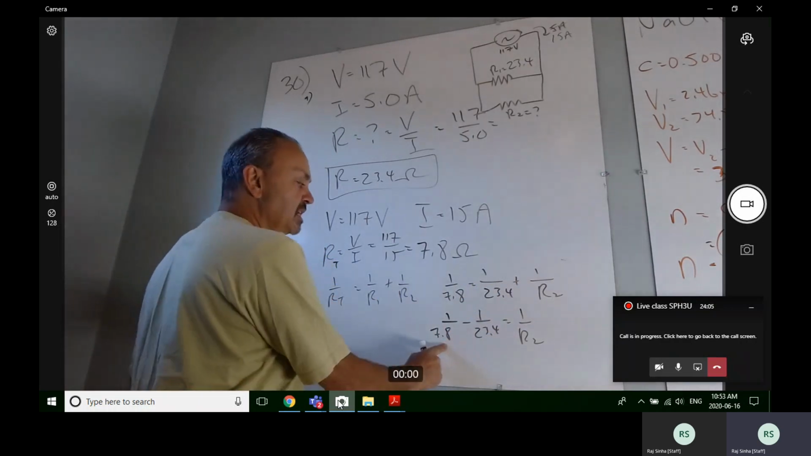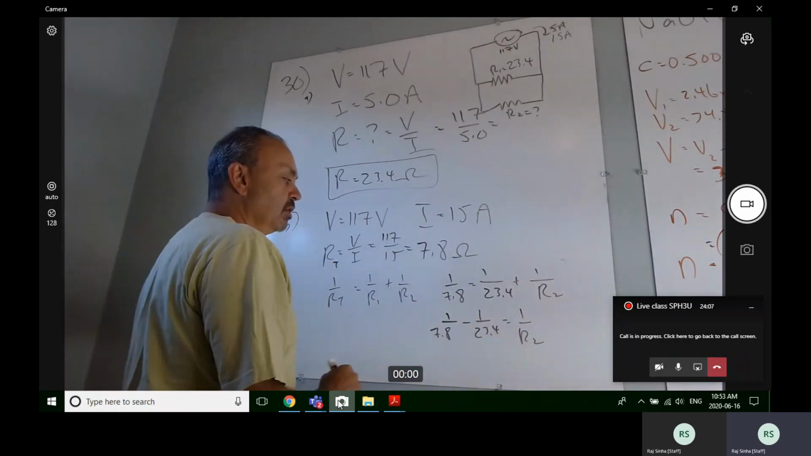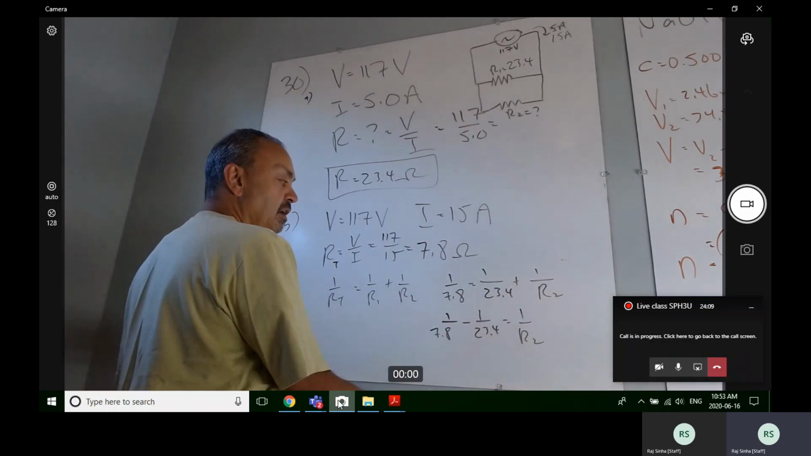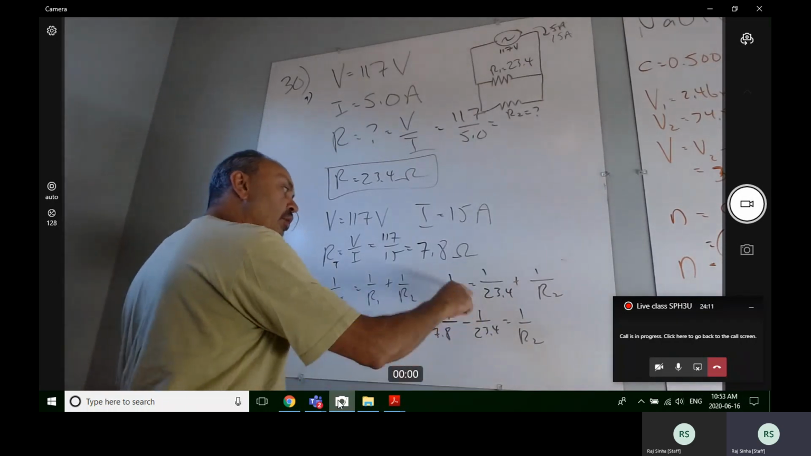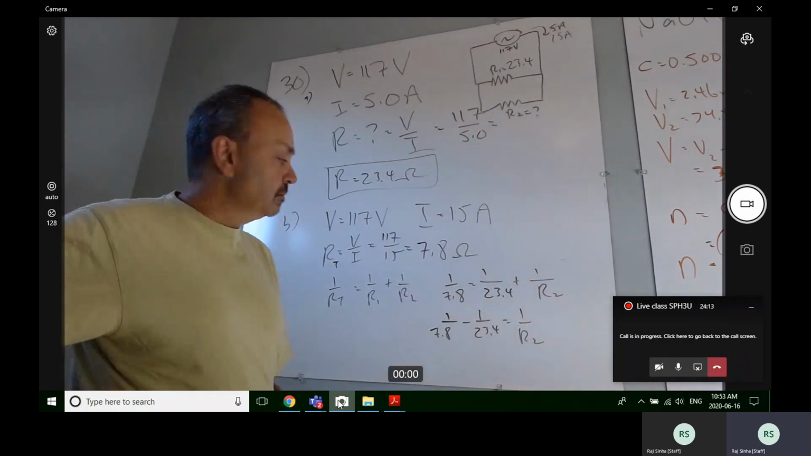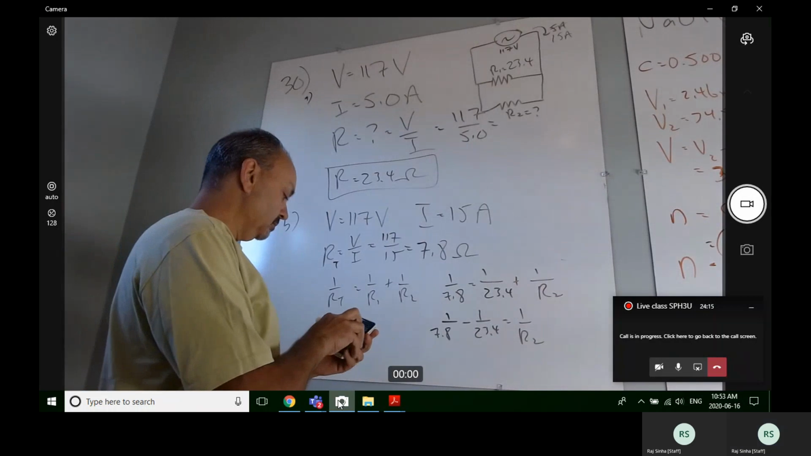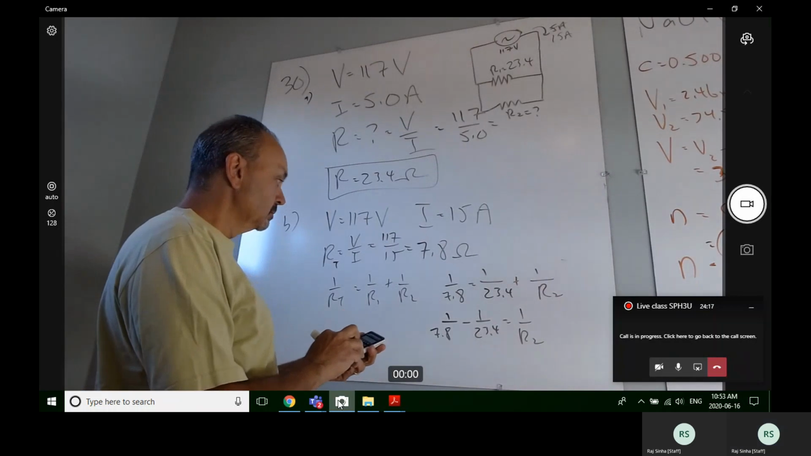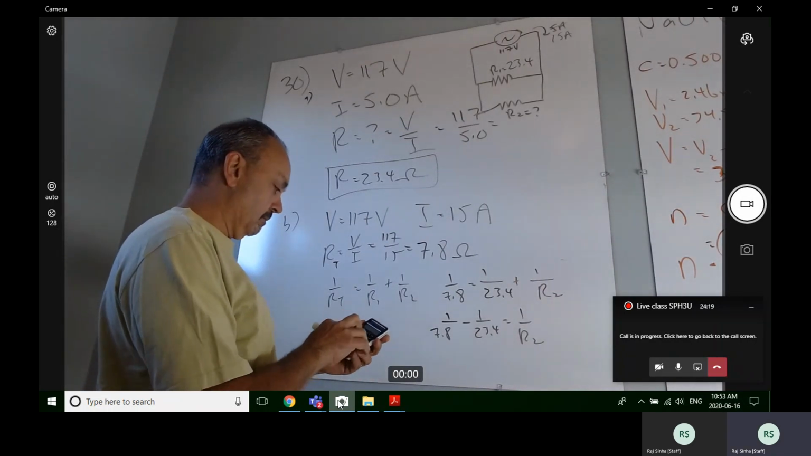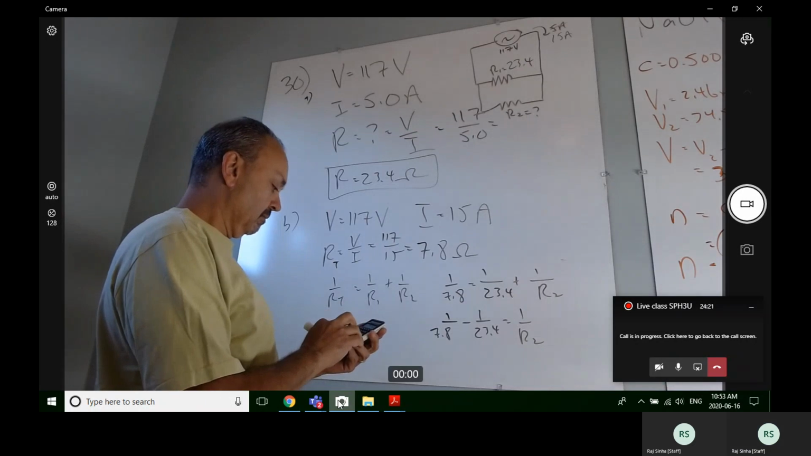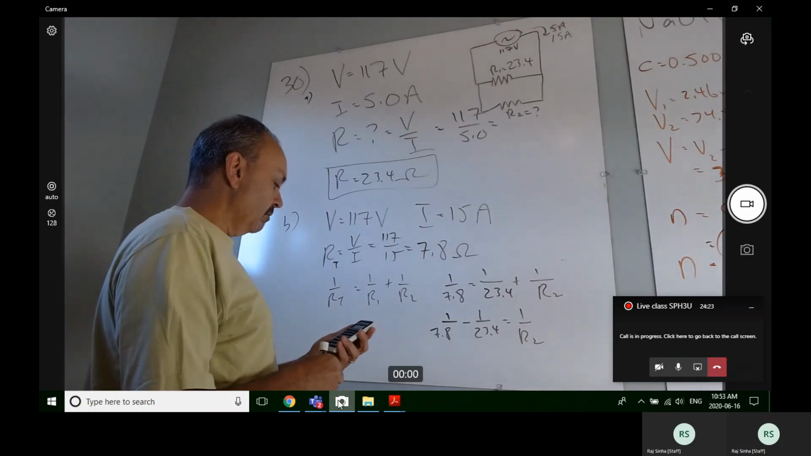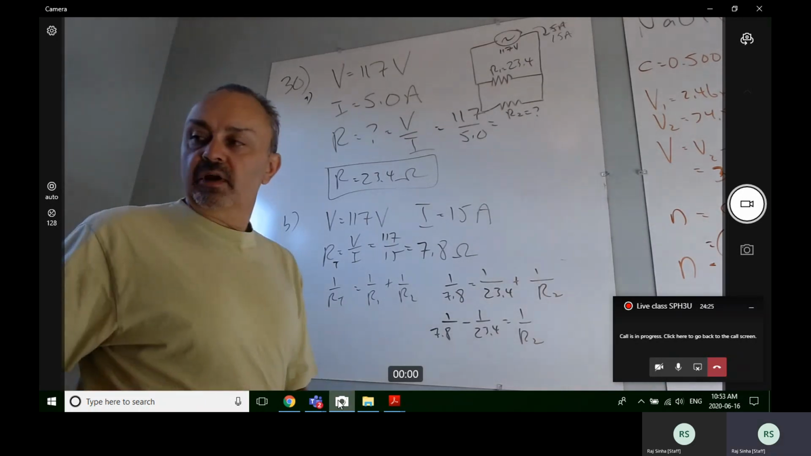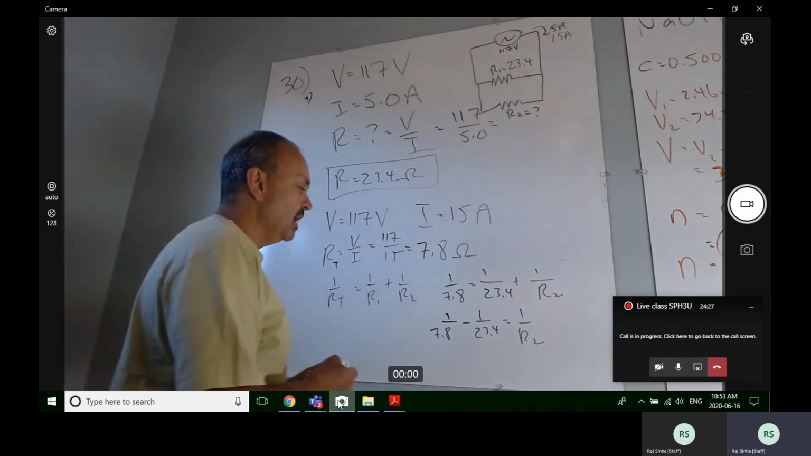So now I'm going to take this number here, 7.8, and hit my 1 over x, minus, I'm going to put 23.4 and do 1 over x, and I'll get an answer. Minus, I'm getting 0.0855.